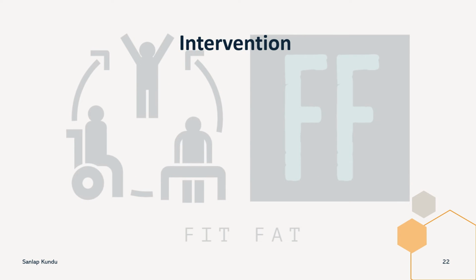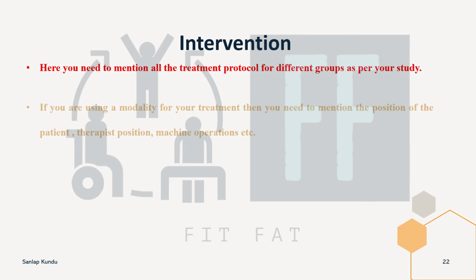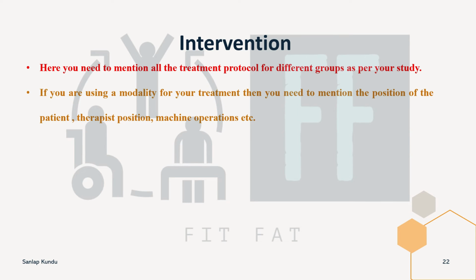Now, the next most important part of your synopsis is the intervention. So here you need to mention all the treatment protocols for different groups as per your study. If you are using a modality for your treatment, then you must mention the position of the patient, the position of the therapist, how to operate the machine, and so on. Don't forget to write the dosage, be it a therapy, be it a drug, be it a machine, whatever it is, you need to mention the dosage. It is very important that you do that.